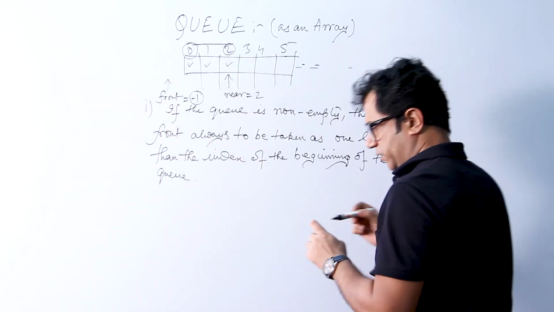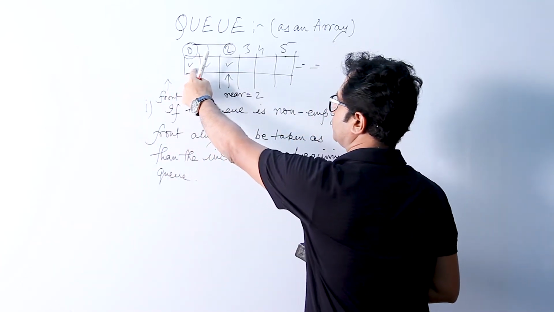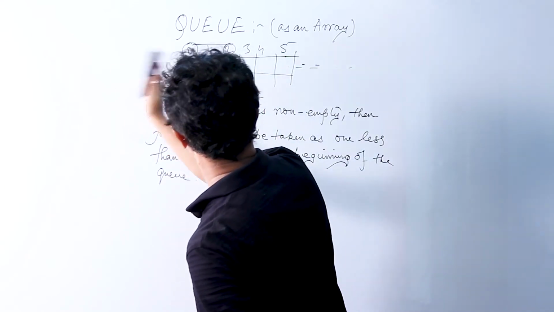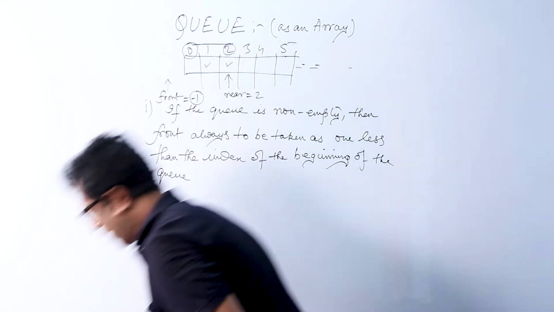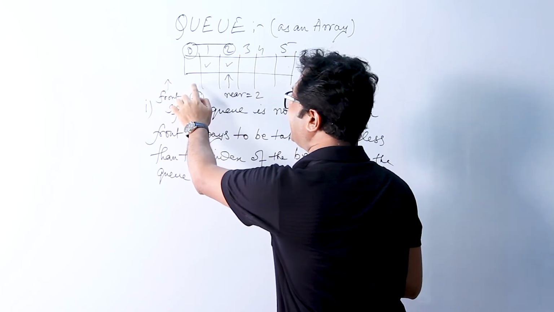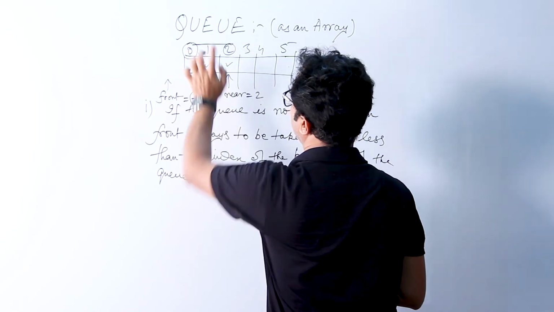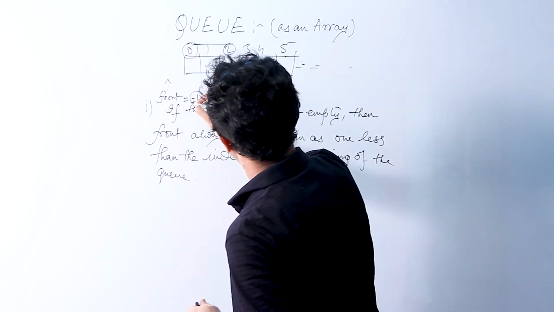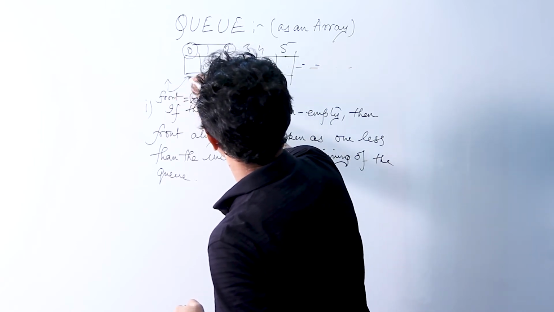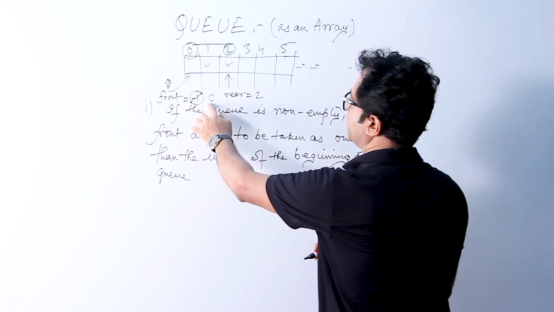Suppose in this case I delete the first element from the Q. In the course of the deletion, the first element from this side will be deleted, and the front will always be 1 less than the index of the beginning of the Q. So now the index of the beginning of the Q is not 0 but 1. Then the front will be changed to a value of 0. So this front will always be pointing to this 0th index. So front will be updated to 0.